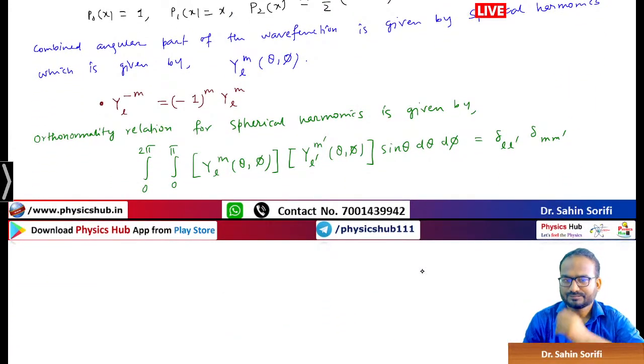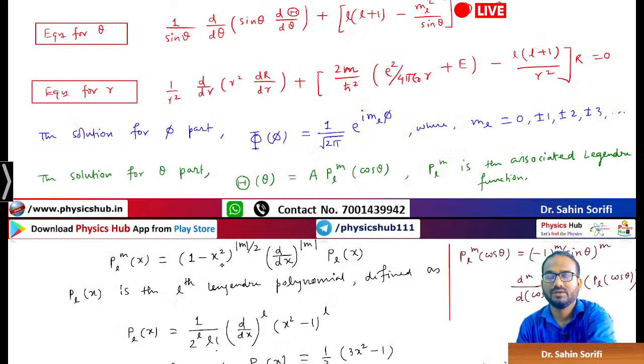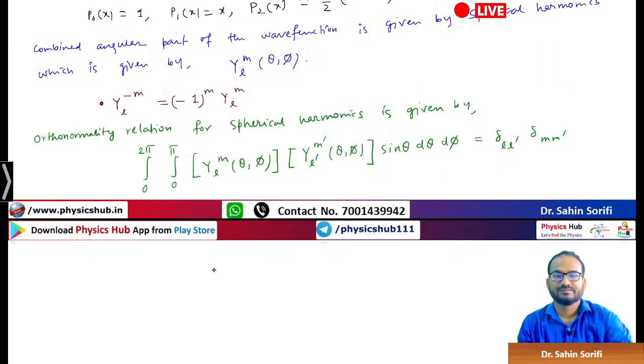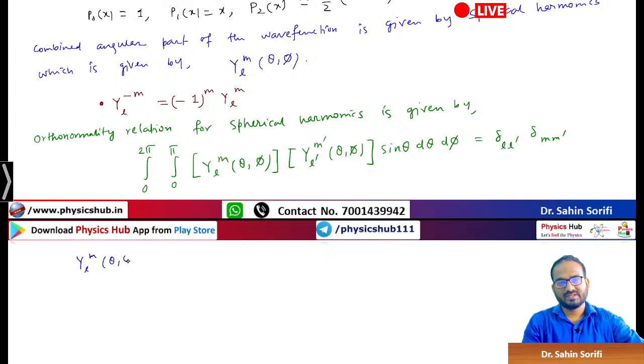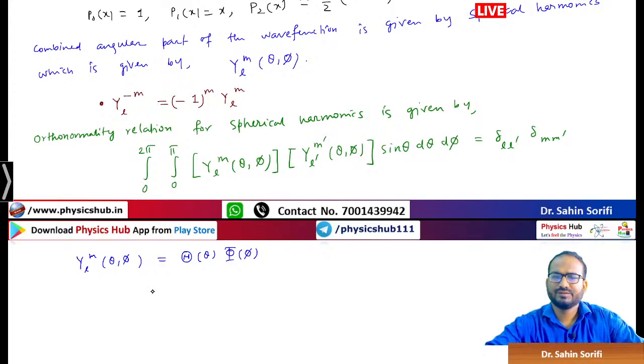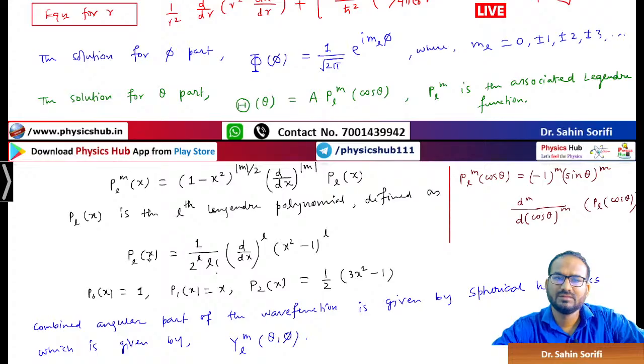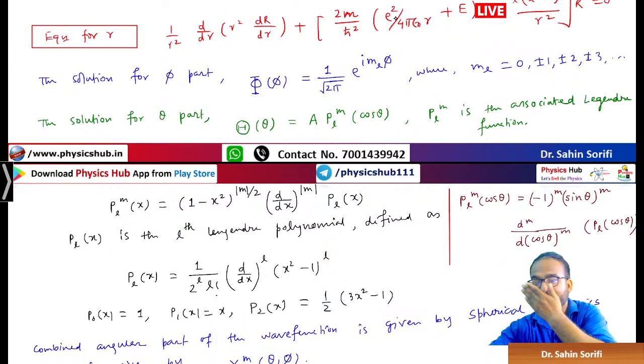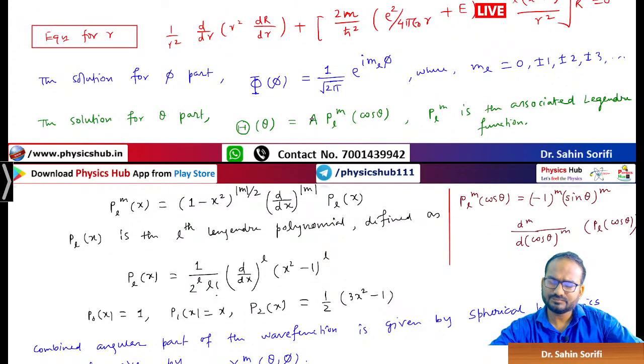Now you see, what did I tell you? How did I tell you that YLM of theta phi is the angular part of the solution? You can imagine it in this way: YLM of theta phi is the product of theta of theta and phi of phi. So in the theta part we have a times PLM of cos theta. It is some big constant. It has some expression.